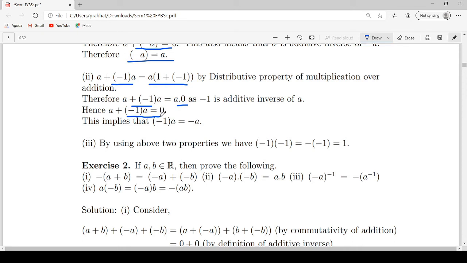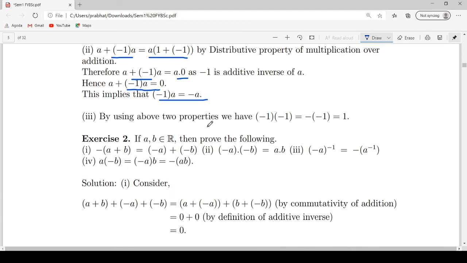What does it mean? It means that minus 1 into A is the additive inverse of A, because by adding minus 1 into A to A, you are getting 0. That means minus 1 into A is the additive inverse of A. But additive inverse is unique and it is denoted by minus A. Therefore, your minus 1 into A should be equal to minus A.